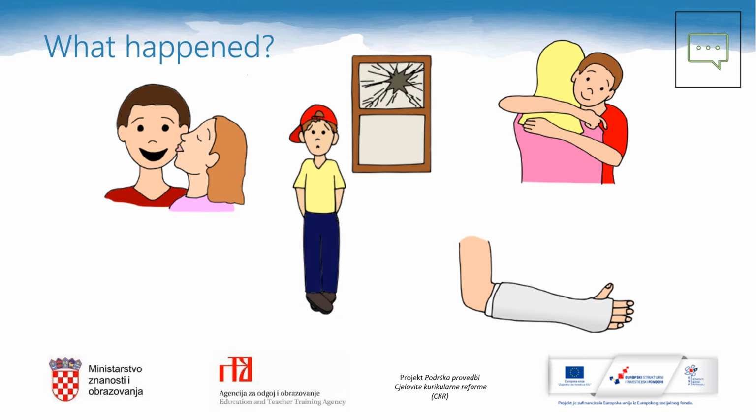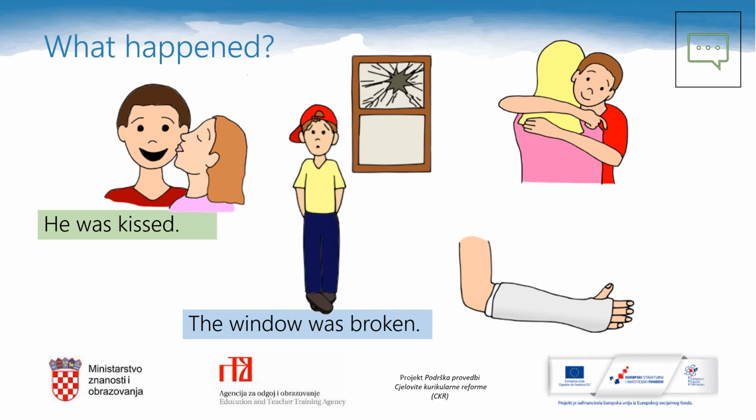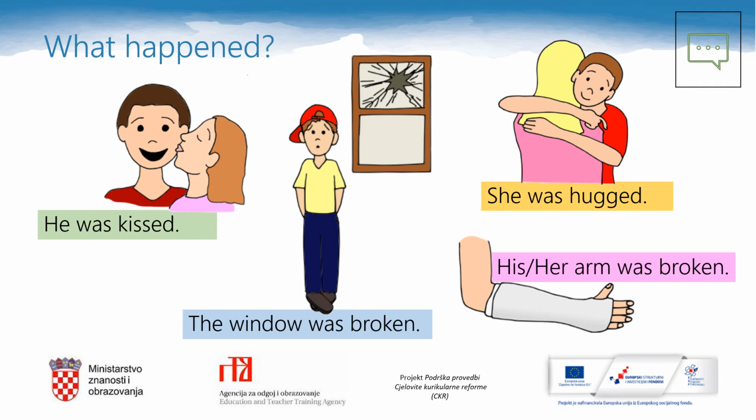What happened here? Say the sentence aloud. And that's right. He was kissed. The next one, the window was broken. The next one, she was hugged. And the last one, his or her arm was broken.